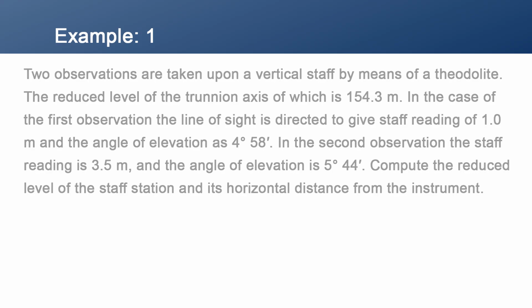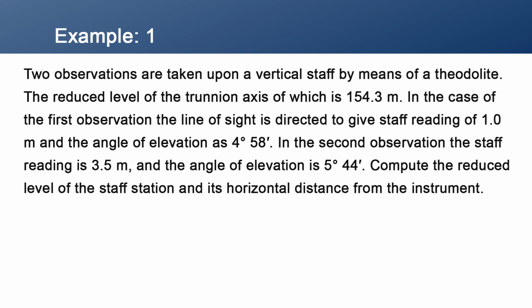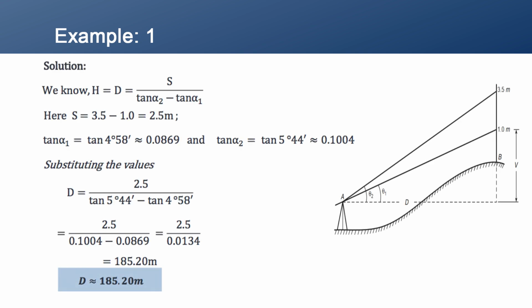I request you to kindly correlate the problem with the figure given here. The problem goes like this. Two observations are taken upon a vertical staff by means of a theodolite. The reduced level of the trunnion axis is 154.3 meter. In the first observation, the line of sight is directed to give a staff reading of 1 meter and the angle of elevation as 4 degree 58 minutes. In the second observation, the staff reading is 3.5 meter and the angle of elevation is 5 degree 44 minutes. Compute the reduced level of the staff station and its horizontal distance from the instrument. Let us see the solution.